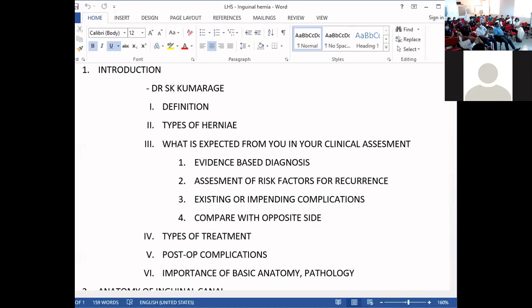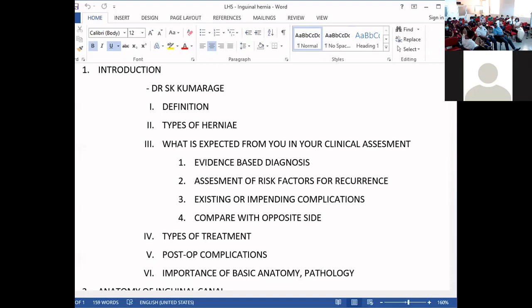Then, what do we expect from a medical student or a junior medical officer when they get a patient with hernia? There are certain clinical problems you have to diagnose. Hernia is a peculiar thing. Most of the time, 90% of the time, patients come with the diagnosis, especially in groin hernia. But sometimes it's not accurate.